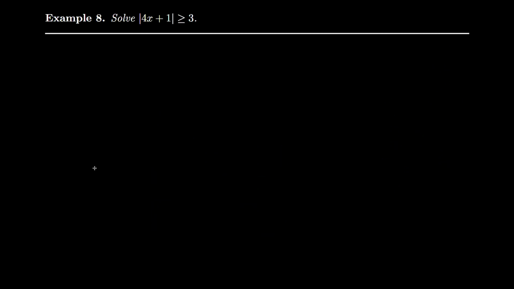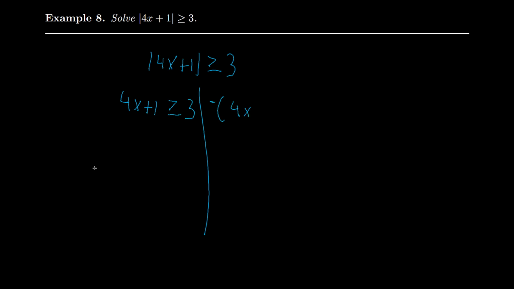So this one looks different. The absolute value of 4x plus 1 greater than or equal to 3. All right, nothing to it. Let's go ahead and write this. The absolute value of 4x plus 1 greater than or equal to 3. It's going to break down into two cases. I'm not even going to bother drawing the arrows this time. It's either 4x plus 1 is, in fact, greater than or equal to 3, like we think, or negative 4x plus 1 is greater than or equal to 3.